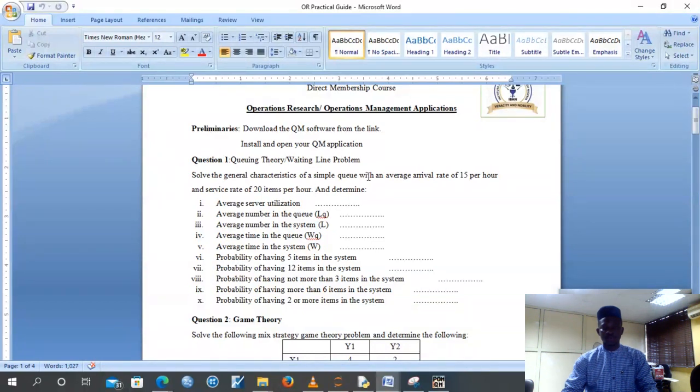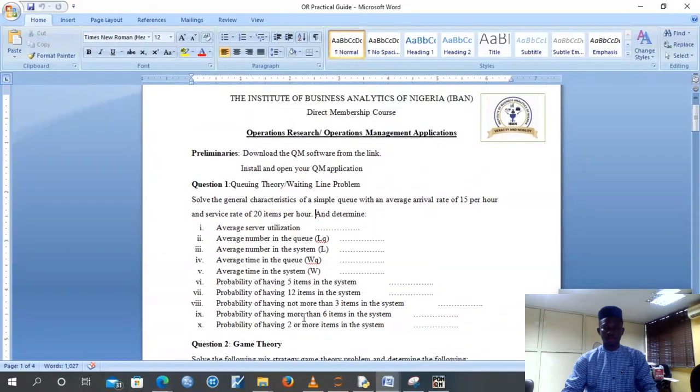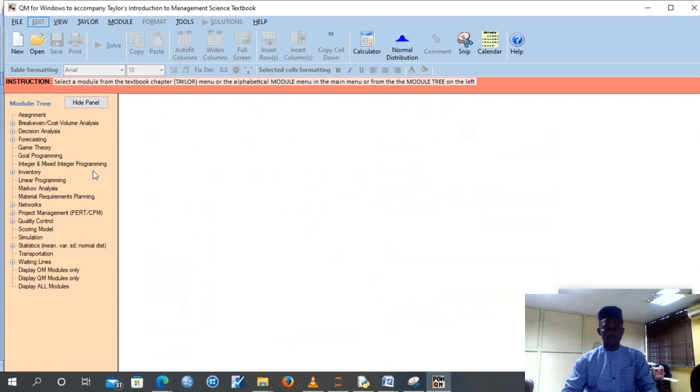So for this simple one, the average arrival is 15. The service rate is 20 items per hour. We want to determine server utilization, the number of items in the queue, and so on. All these have serious formulas that are used in classes that relate to them, but here we are going to use this software. To start with, we need to look for the appropriate queuing or waiting line model to pick.